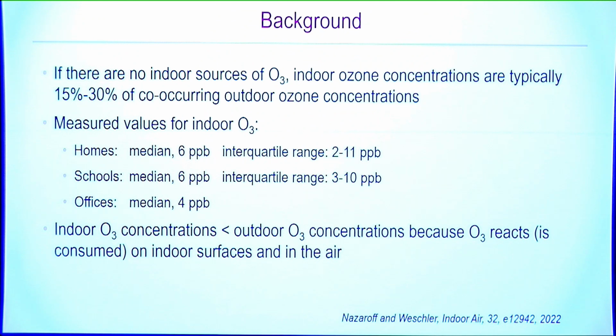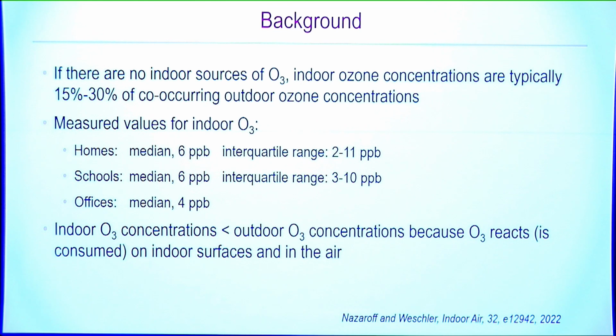Now, if there are no indoor sources of ozone, we have a good idea of what we can expect in terms of the indoor ozone concentrations. Many studies have measured ozone in homes, in schools, and to a lesser extent in offices. The typical indoor ozone concentration, the central tendency, is about 5 ppb. You can see an interquartile range for homes and schools that's on the order of 2 to 10 ppb.